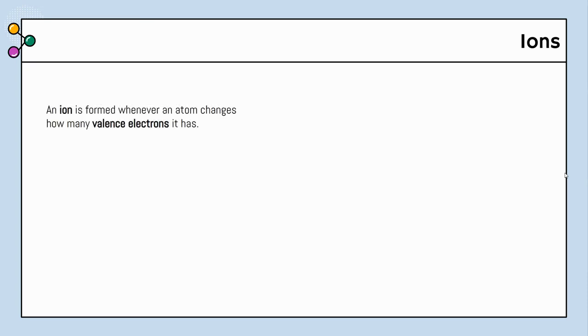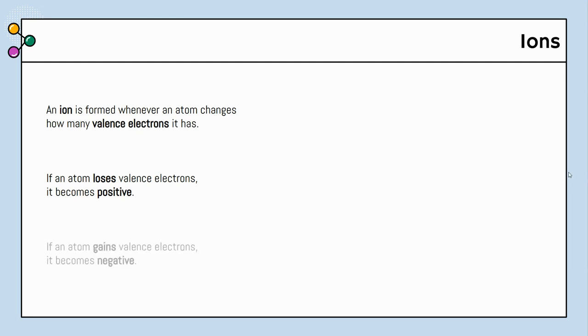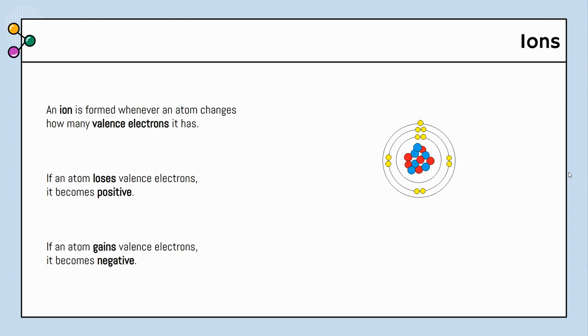Ions, remember that these are formed whenever an atom changes how many valence electrons it has, those outermost electrons. Now, with ions, we kind of have to think backwards. If we remember that electrons are negative, if we lose valence electrons, your ion will become positive because you're losing those negative charges. Alternatively, if your atom gains valence electrons, it's going to become negative because it's gaining something negative, an electron.